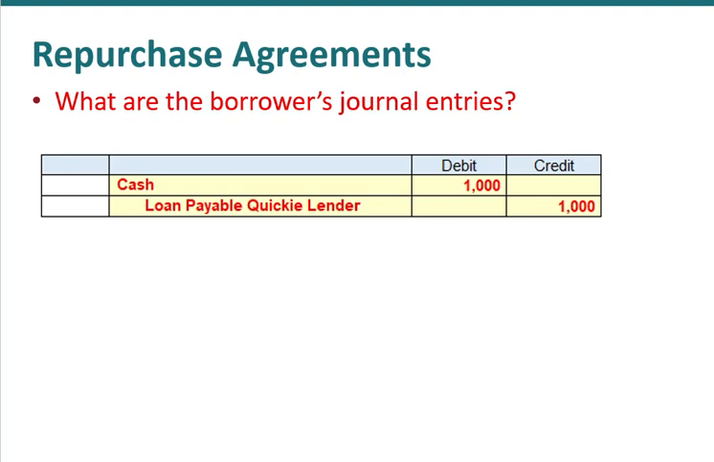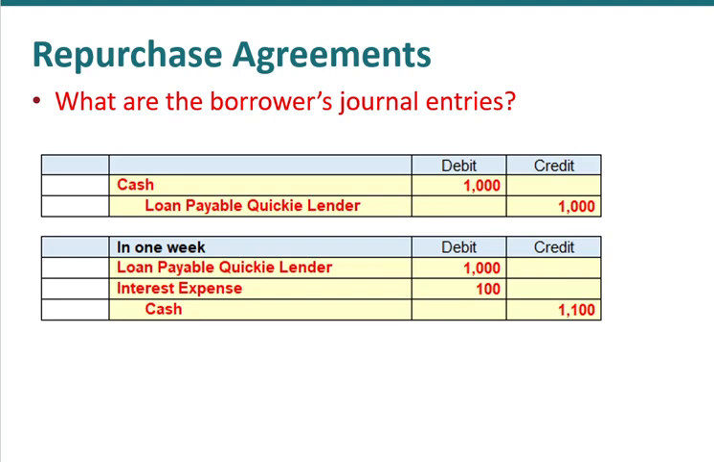And when I get the $1,000 cash, I will debit cash and credit loans payable to Quickie Lender. Then, of course, a week from now, when I repay the loan, cash will go down by $1,100. I'll reduce my obligation to you, loans payable by $1,000, and record the difference as interest expense.